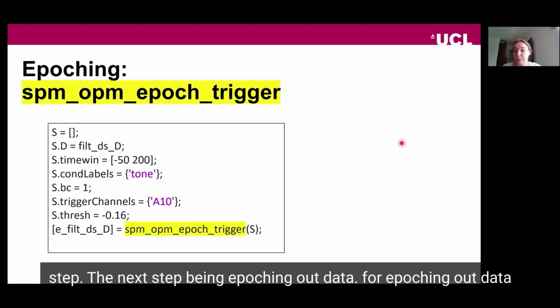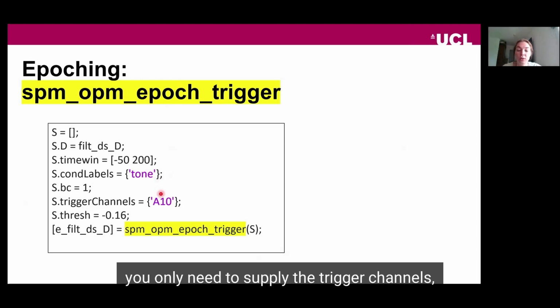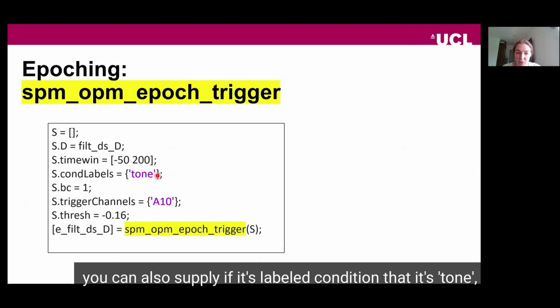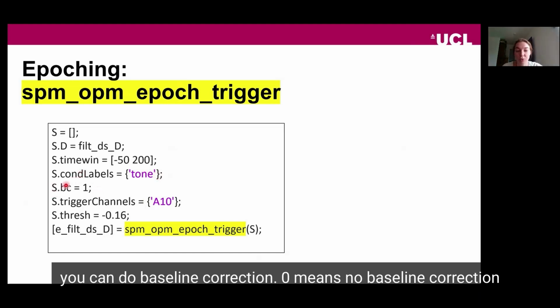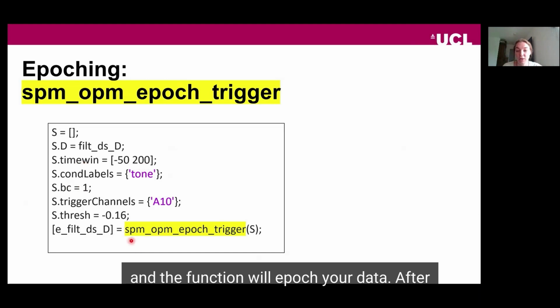The next step is epoching our data. For epoching, the SPM OPM epoch trigger function is very useful. You only need to supply the trigger channels. You can also supply the condition label, here it's tone. You can do baseline correction, and if you put 0 here, you don't do baseline correction. Specify the time window of your trial, and the function will epoch your data.